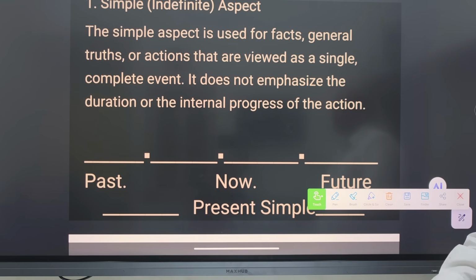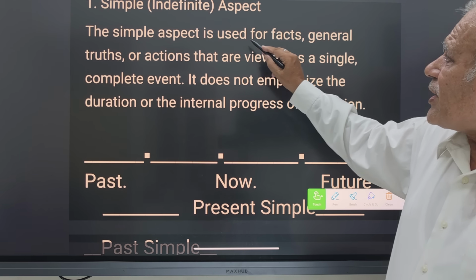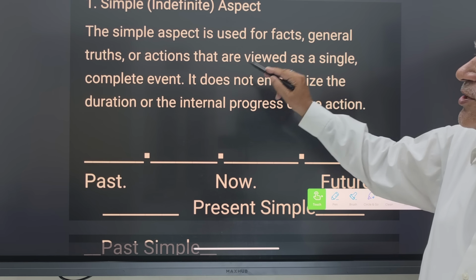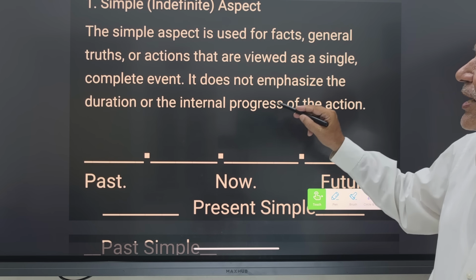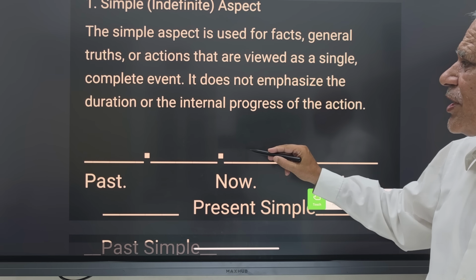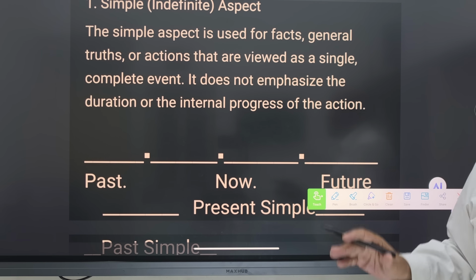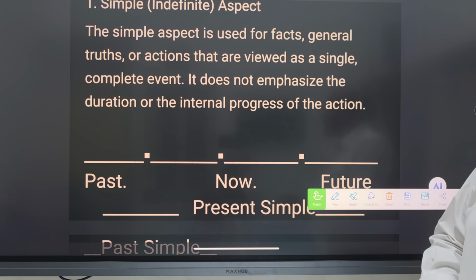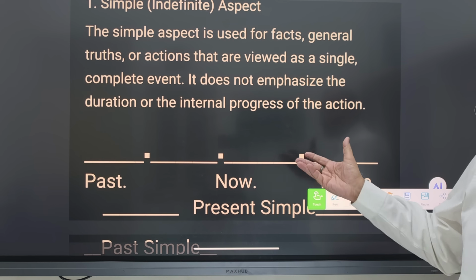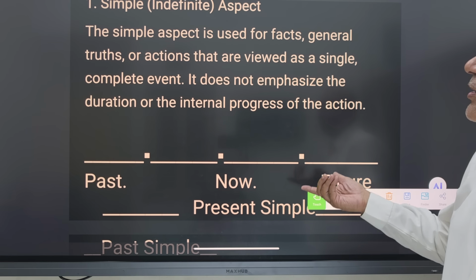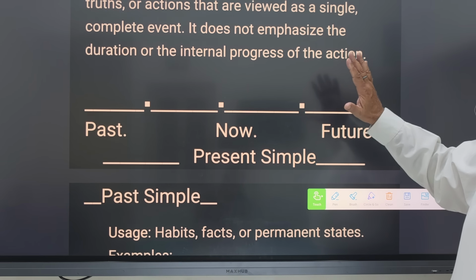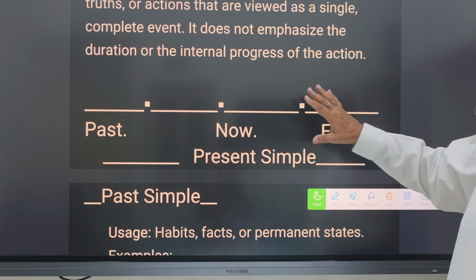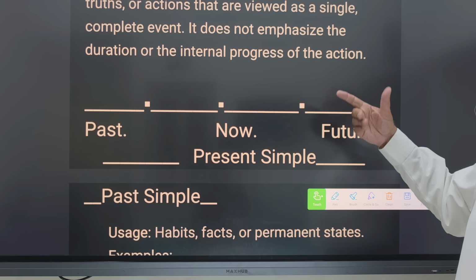or first aspect, that is known as the indefinite aspect also. The simple aspect is used for facts, general truths or actions that are viewed as a single complete event. It does not emphasize the duration or the internal progress of the action. So simple aspect is used for facts. Just a little while afterwards I am going to tell you about some sentences or events which are happening in present, past or future.